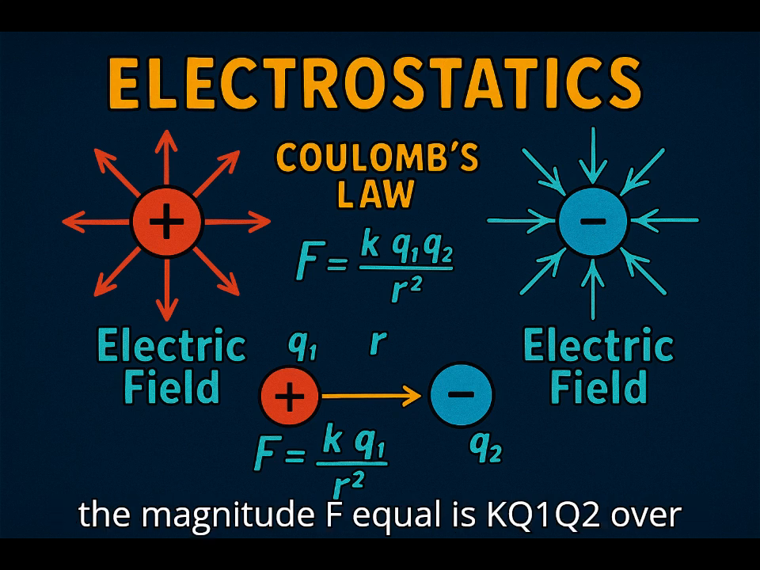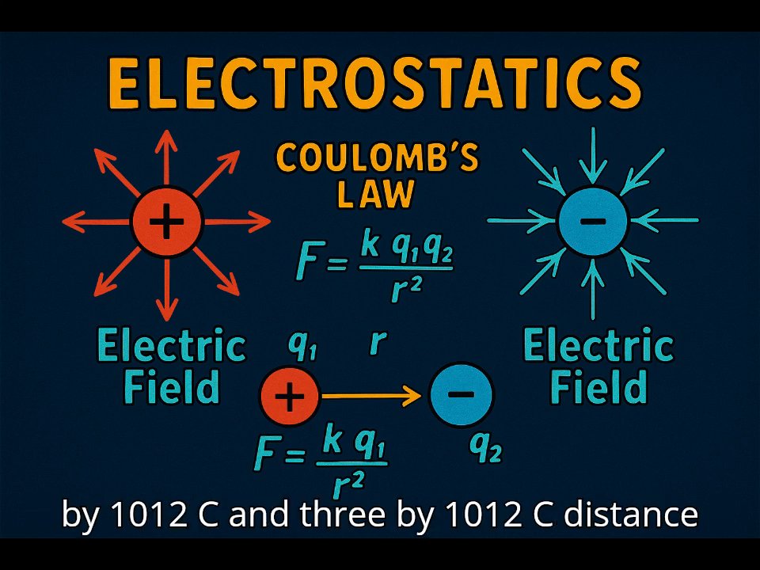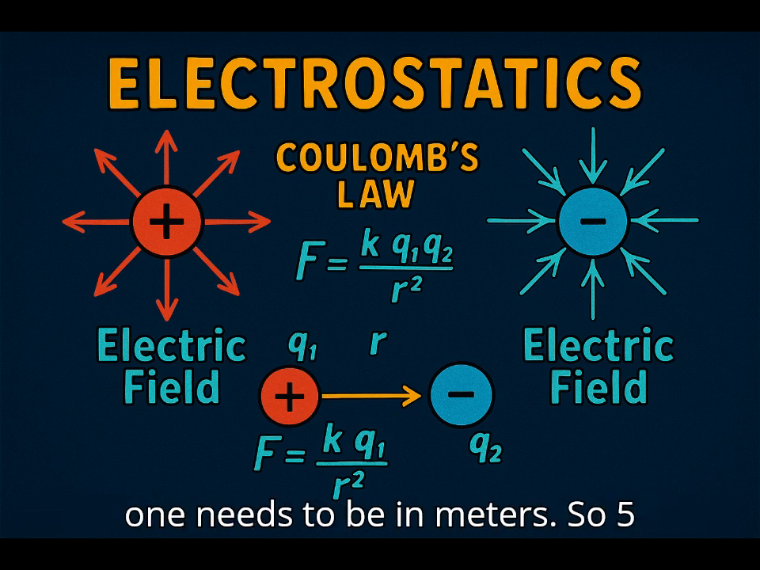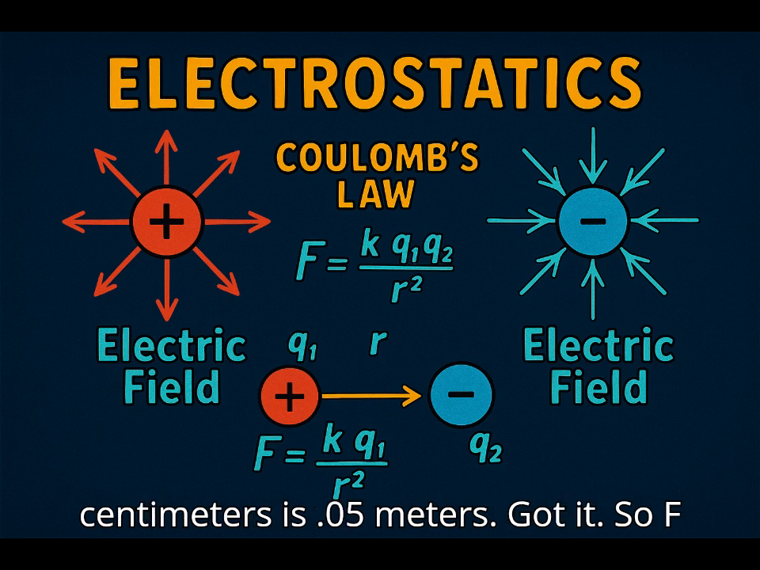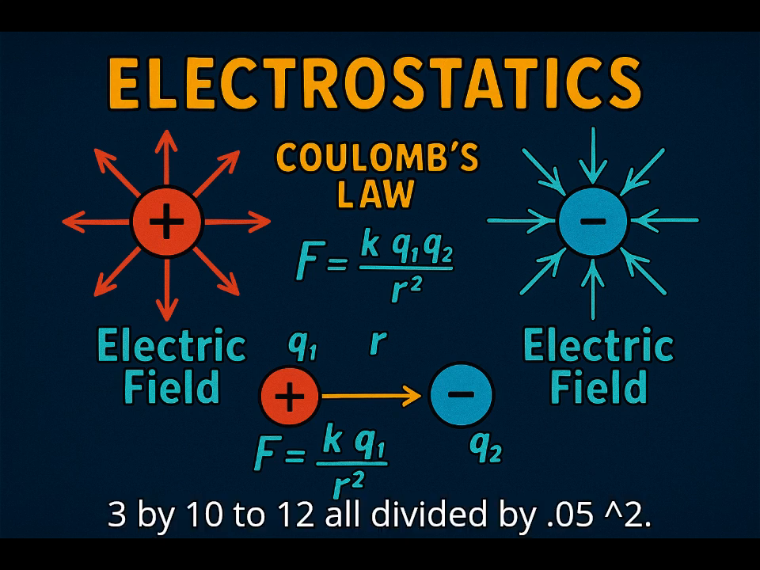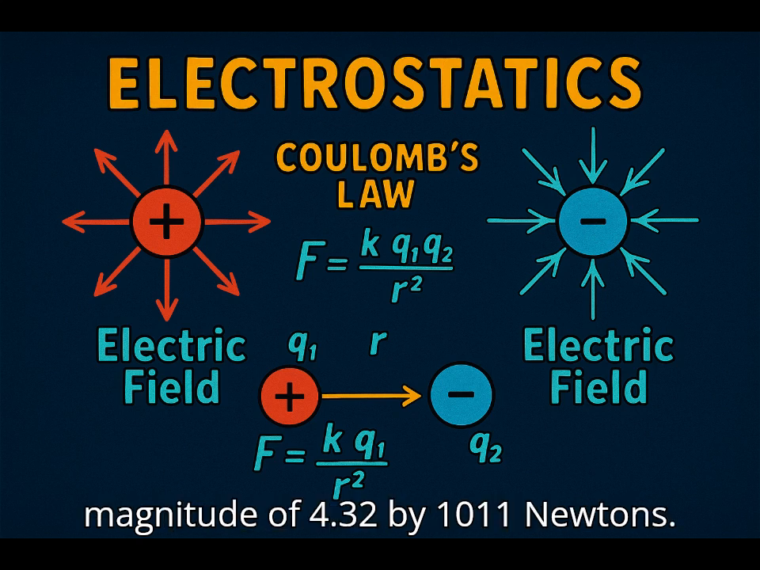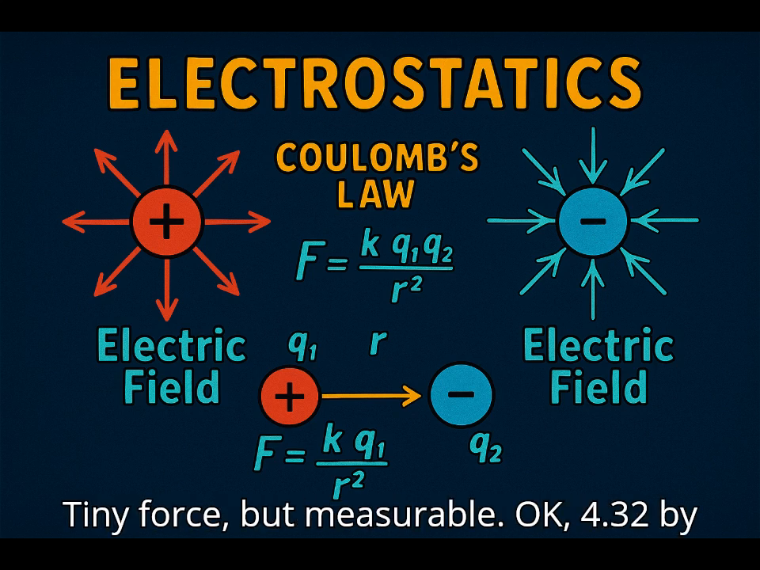Right. Now for the magnitude. F equals k Q1 Q2 over r squared. We need magnitudes of Q1 and Q2. So 4 by 10^-12 C and 3 by 10^-12 C. Distance r needs to be in meters, so 5 centimeters is 0.05 meters. Got it. So F is 9 by 10^9 times 4 by 10^-12 times 3 by 10^-12, all divided by 0.05 squared. Plugging that in, you get a force magnitude of 4.32 by 10^-11 newtons. Tiny force, but measurable. Okay, 4.32 by 10^-11 N, repulsive.